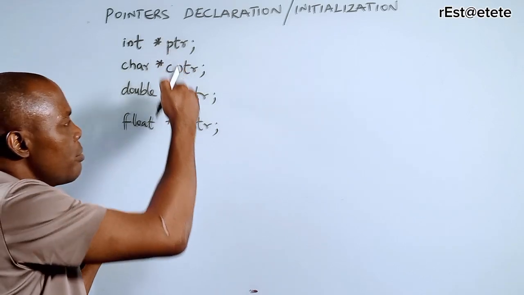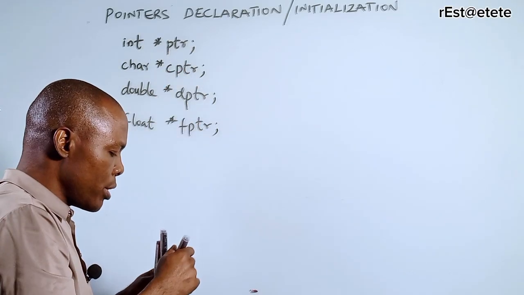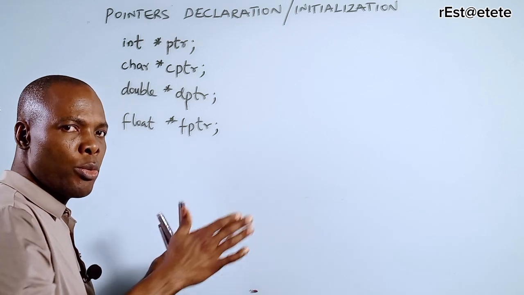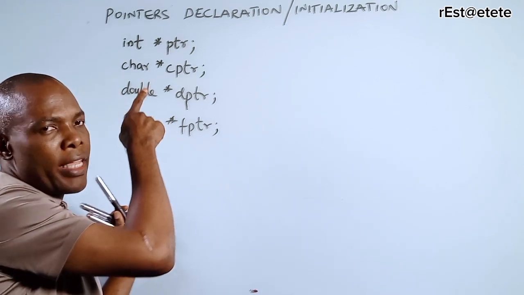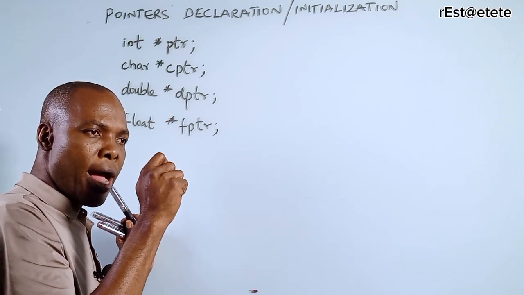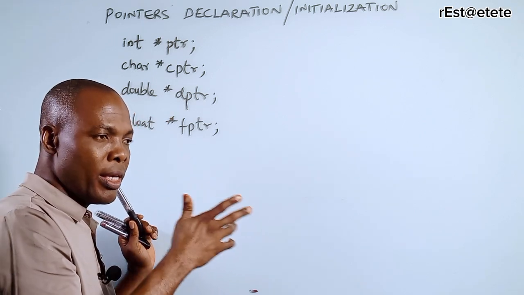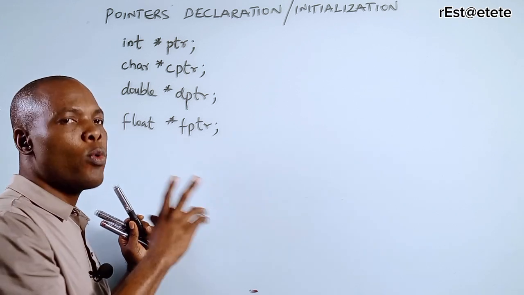Now this is me declaring pointers. The moment I do this, there's an opening to the memory address. But if I declare a pointer like this without pointing it to the address of a variable, it can point to any garbage address. So I don't want that to happen.